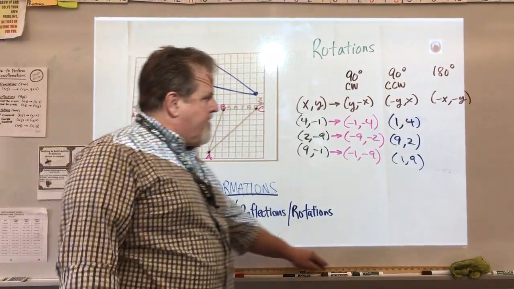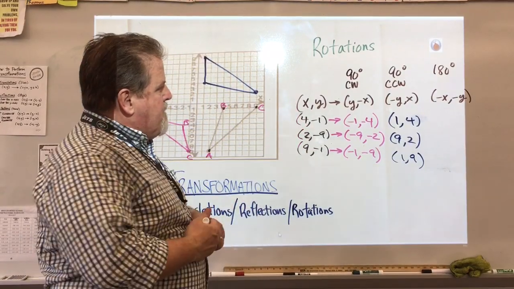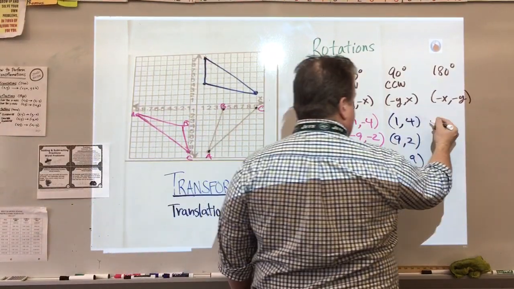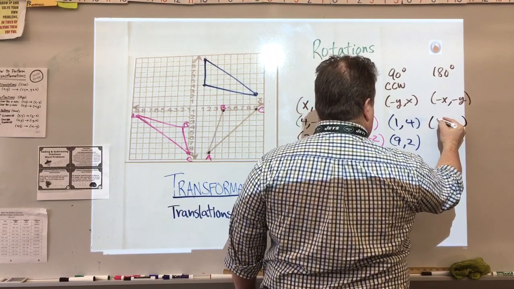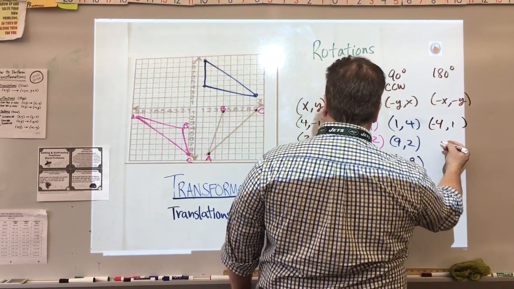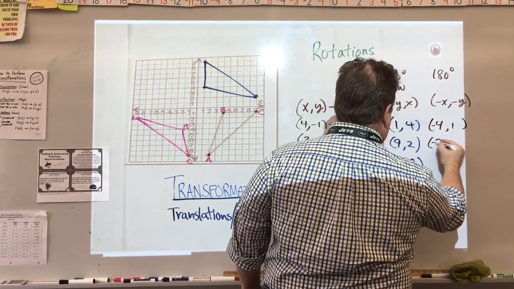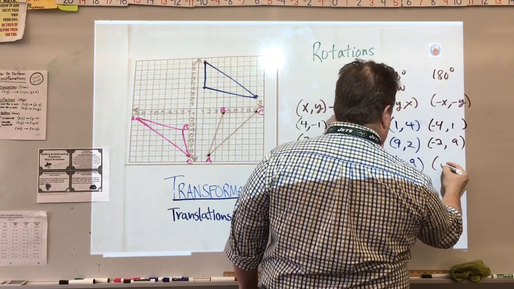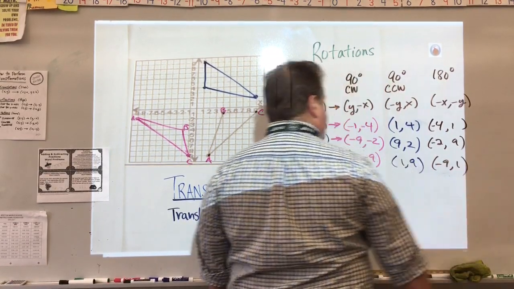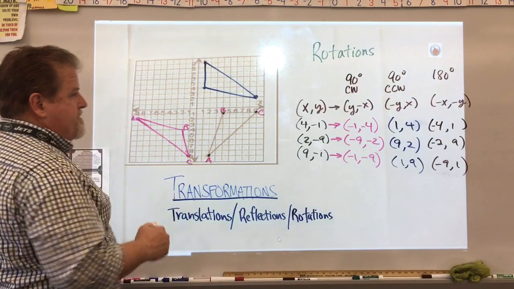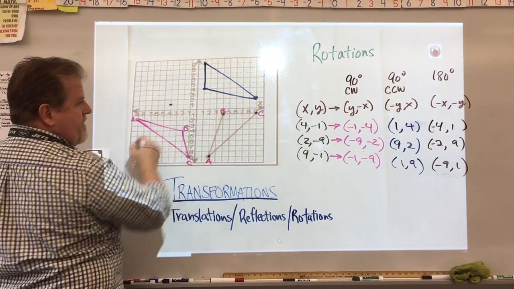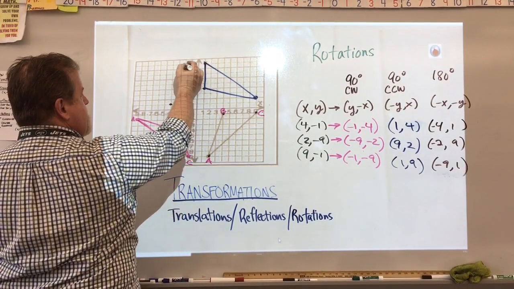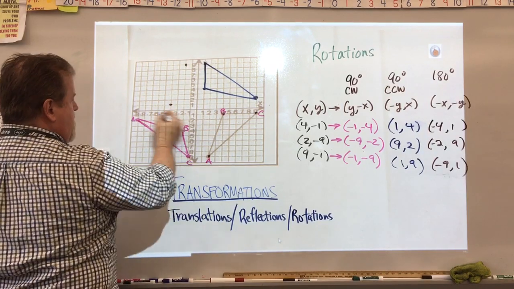And then lastly, 180 degrees, we're going to take the x, y values, and we're going to make them both negative. So it's going to be -4, 1, -2, 9, and -9, 1. And that's going to put us up in this quadrant. -4, 1, -2, 9, and -9, 1.